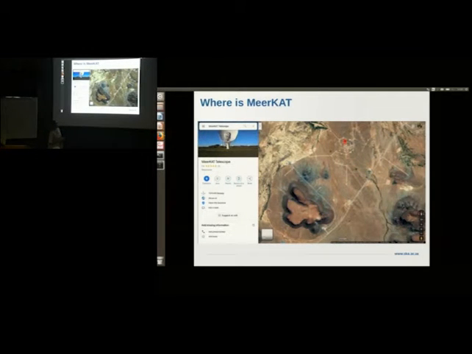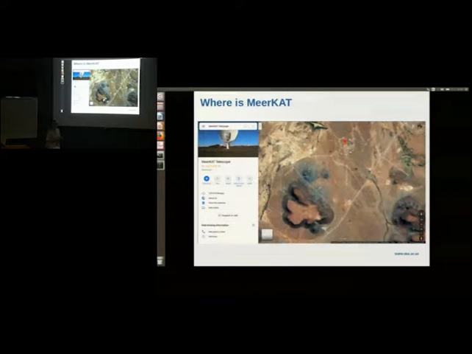A baseline is defined as the distance between two of the dishes, and MeerKAT has a maximum baseline of 8 kilometers. So that means that the furthest distance between any 2 MeerKAT dishes is 8 kilometers.